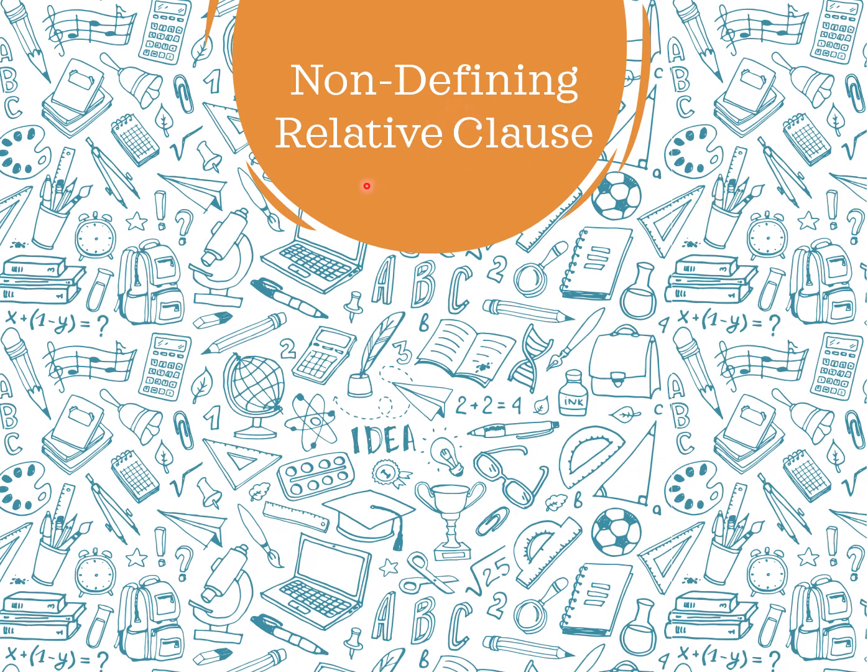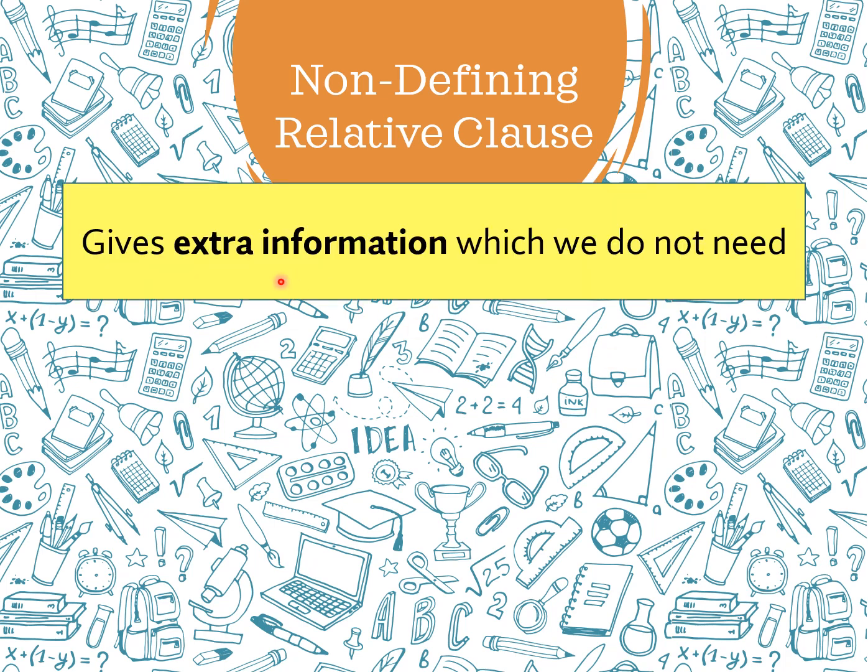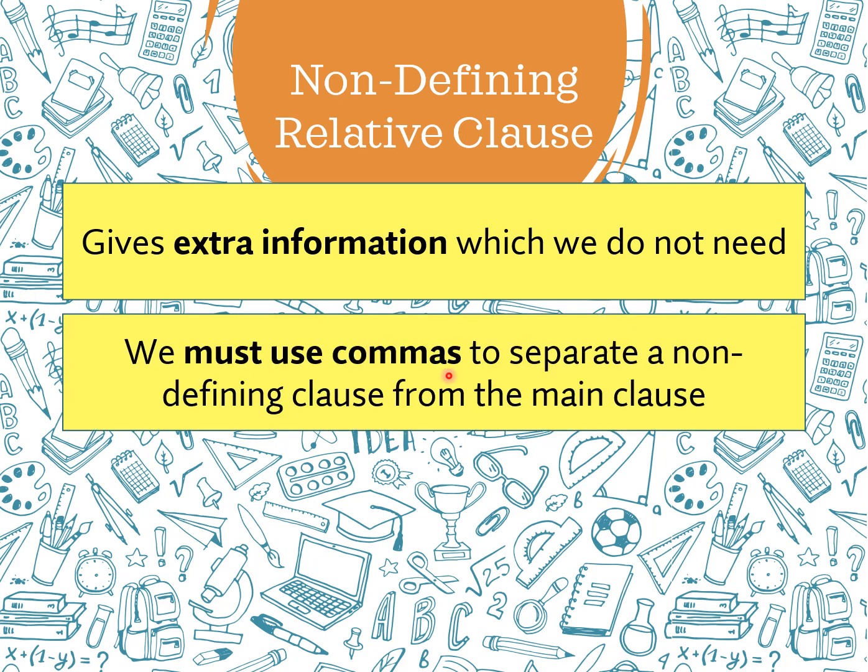Non-defining. Tadi defining, kita perlukan dia untuk menjadikan kita faham ayat tu. Non-defining relative clause bermakna dia ada ke dia tak ada pun tak ada masalah. Gives extra information which we do not need. Kita bagi je extra information tu, tapi sebenarnya we don't need them at all pun. Okay, we must use commas. Untuk guna ni kita kena guna commas to separate a non-defining clause from the main clause.